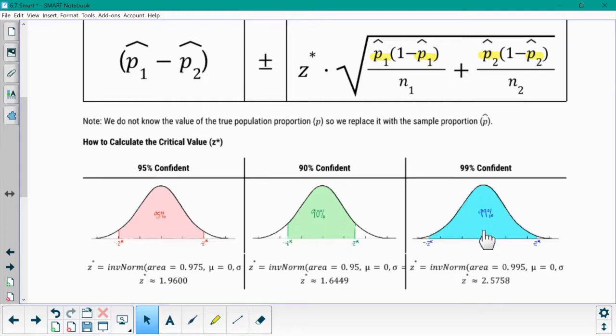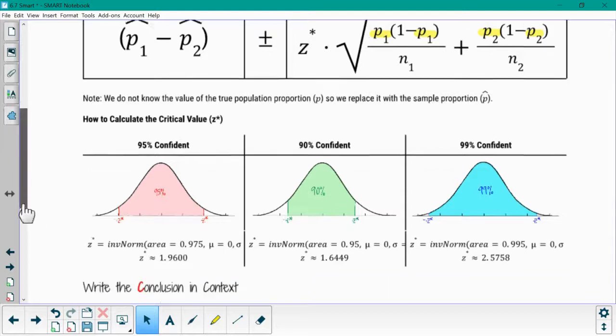So say, for instance, it was 98. I have 98 in the middle. That would give me 1 in this tail, 1 in this tail. I just take inverse norm of, if I'm reading left to right, 0.99 instead, just if something like that comes across. But for now, these are the three most common ones. I wouldn't necessarily worry about anything else.